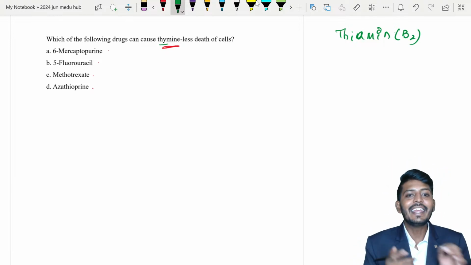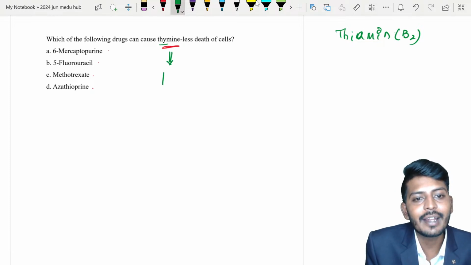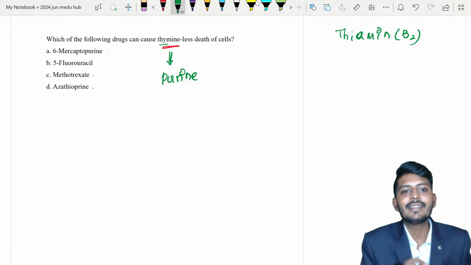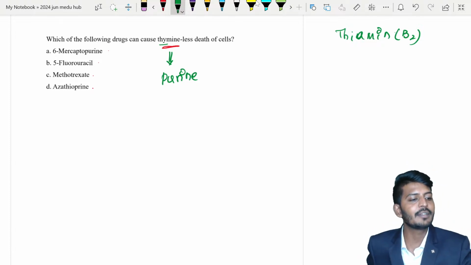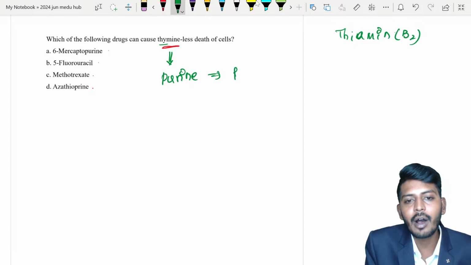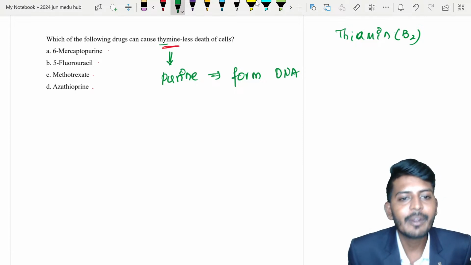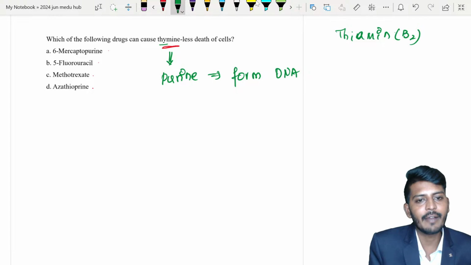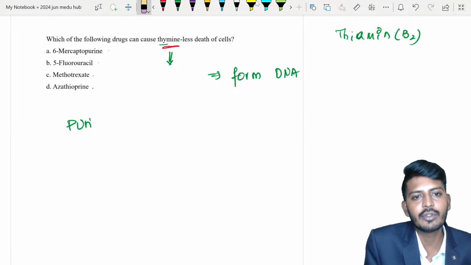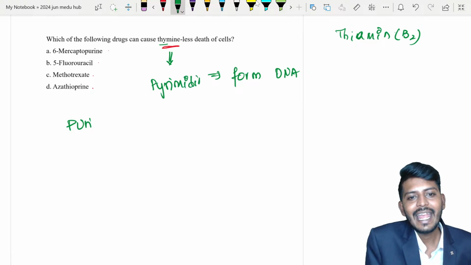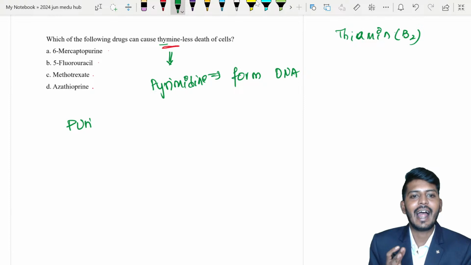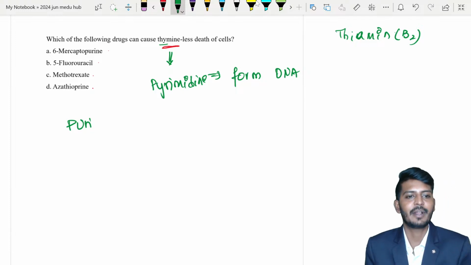THY, thymine, is a type of pyrimidine. Sorry, mistake, I got mixed up. I said purine, but thymine is a pyrimidine. Adenine is a purine and thymine is a pyrimidine. They are responsible for making the DNA.